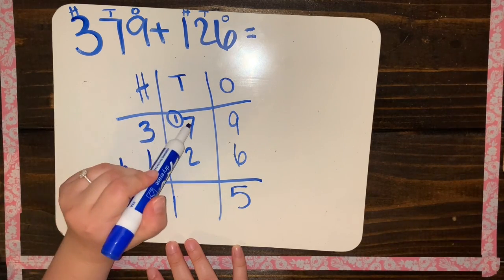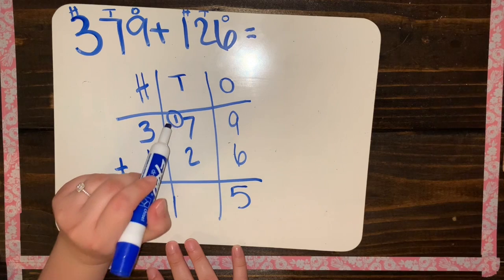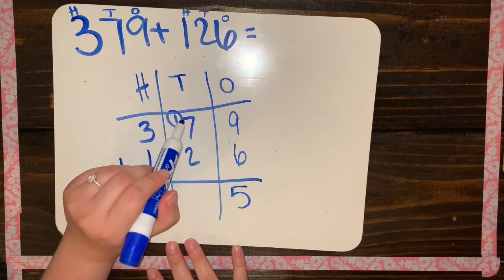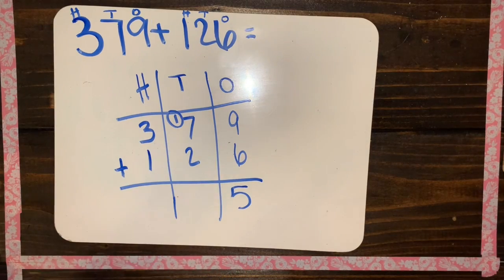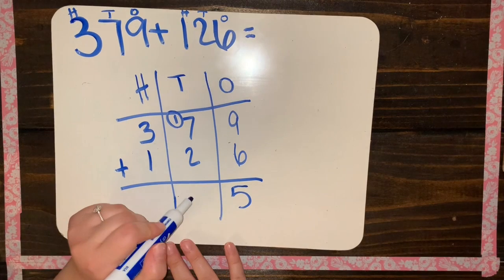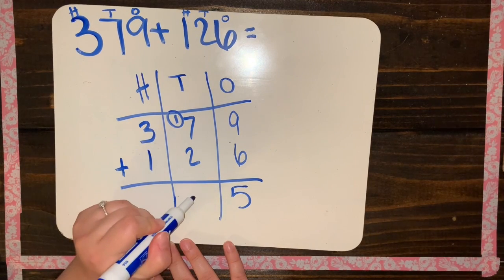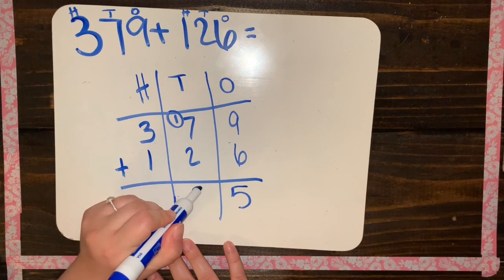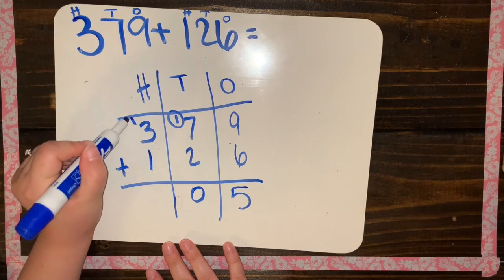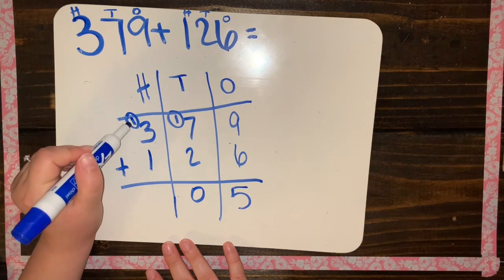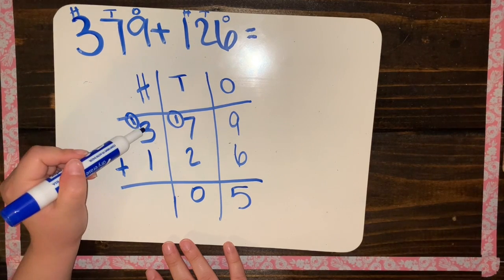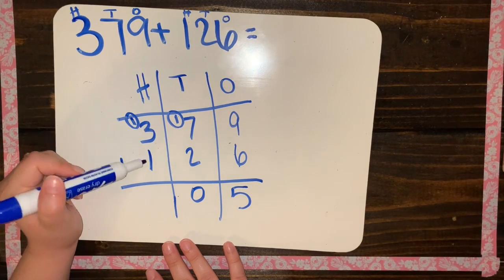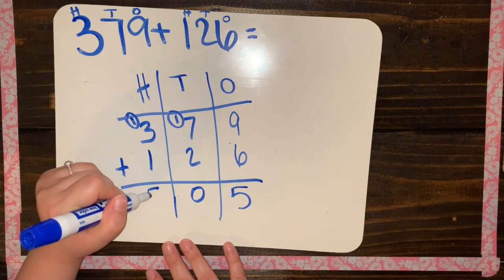I'm going to carry it to my tens. Now I have 1 plus 7 plus 2. I'm going to start here. 1 plus 7 is 8. Then 8 plus 2 is 8, 9, 10. And again, I can't write 2 digits here, so I'm going to write my 0 and carry my 1. Now I have 1 plus 3 plus 1. 1 plus 3 is 4. 4 plus 1 is 5.